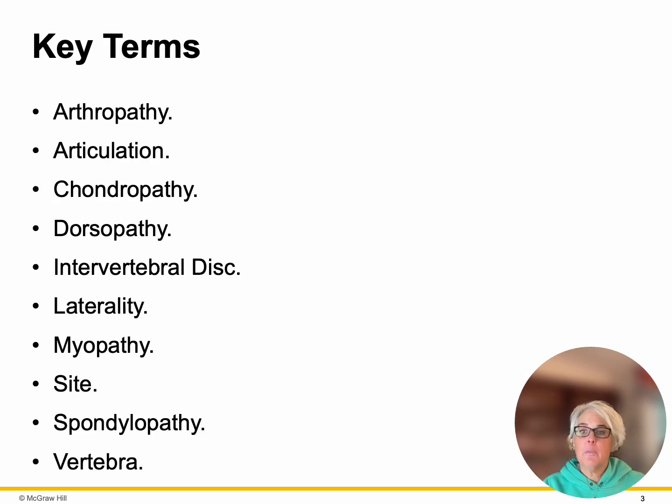Some of the key terms on this slide are foundational for understanding the rest of this chapter. Arthropathy is a general term for disease of the joint. Articulation is simply a joint where two bones meet. You'll see terms like chondropathy, which is a cartilage disease, dorsopathy, disorders of the back, myopathy, muscle disease, and spondylopathy, which is related to the vertebral or spinal disorders.